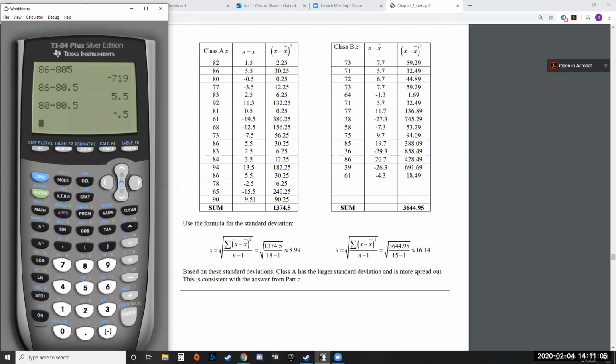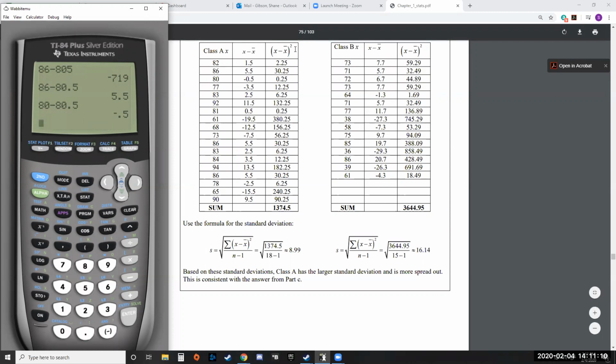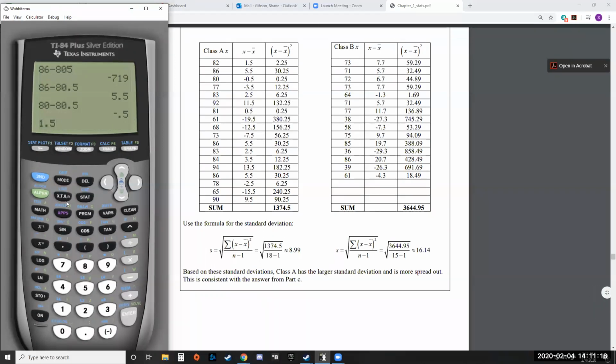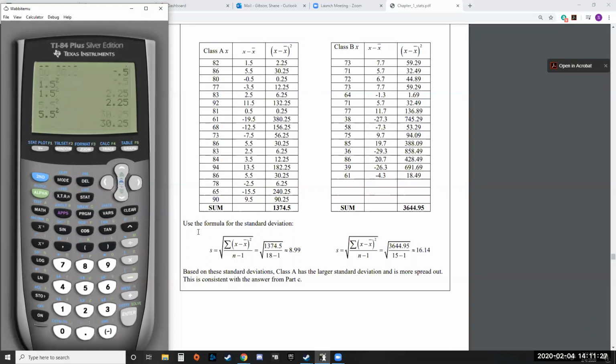Now, the idea is that we want these distances to be positive because we want to sum them. So in order to make them positive, we square them. So all these entries we have right here, we're going to square, and that's what is reported here, right? So 1.5 squared is 2.25. That's how we got this entry here. 5.5 squared, 30.25, and so on, right? Notice when you square a negative value, these become positive. So squaring all of these values in this column gives you everything in this column.